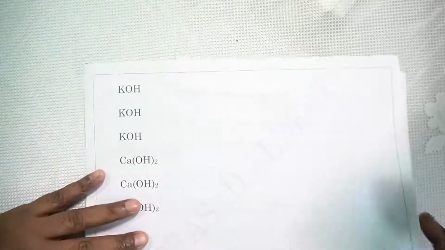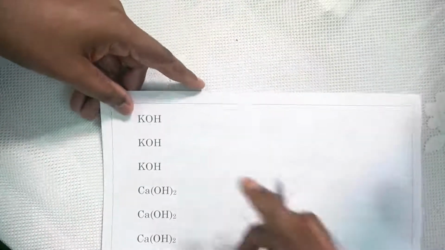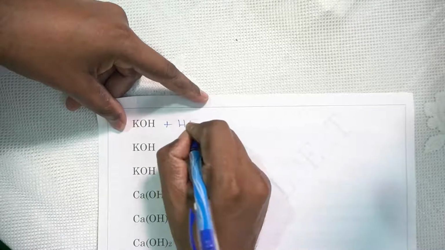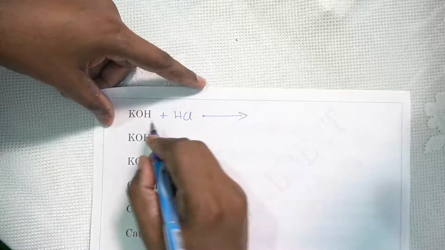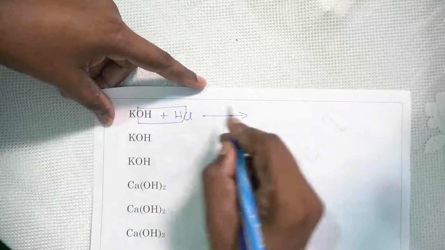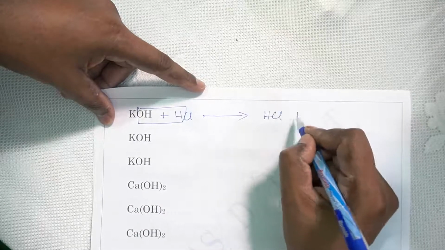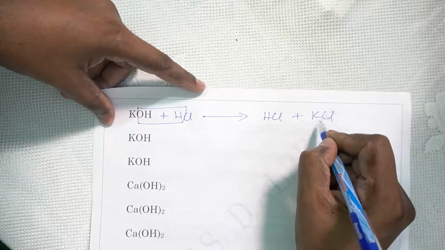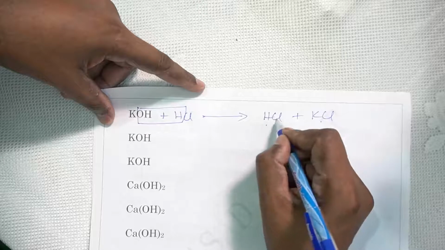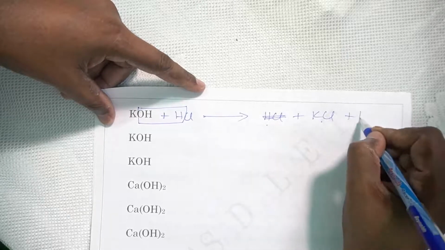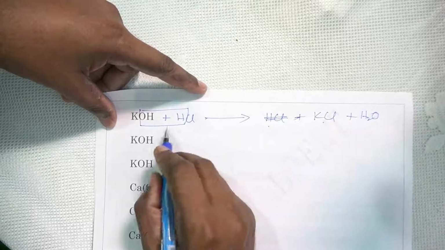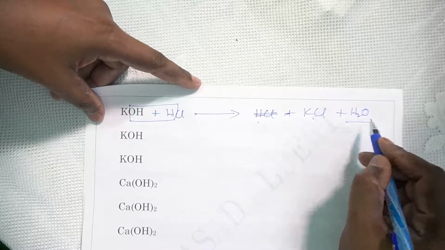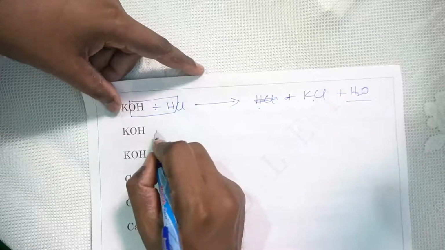You can also take other bases like KOH and all. So KOH plus HCl, hydrochloric acid is taken. You get OH and H, so you get KCl. This is salt, and this is plus H2O. Water is produced. H and OH together form water and KCl, right?